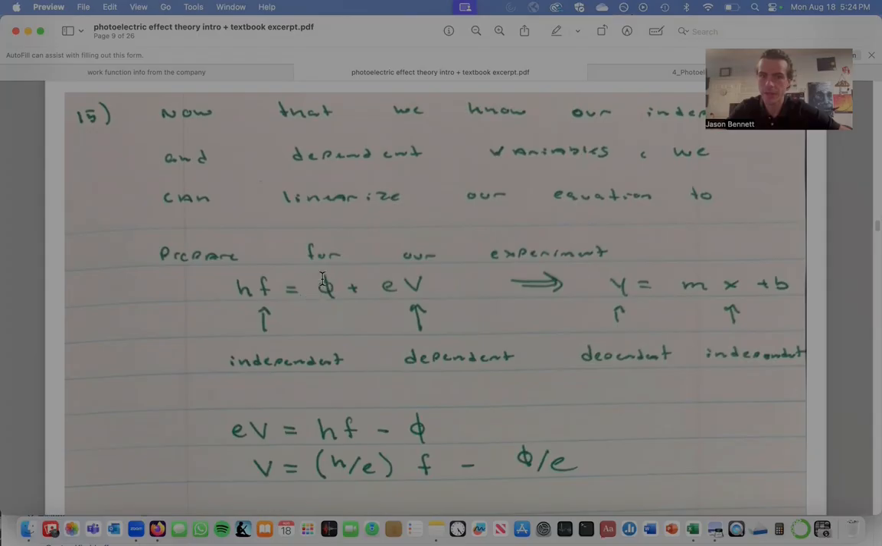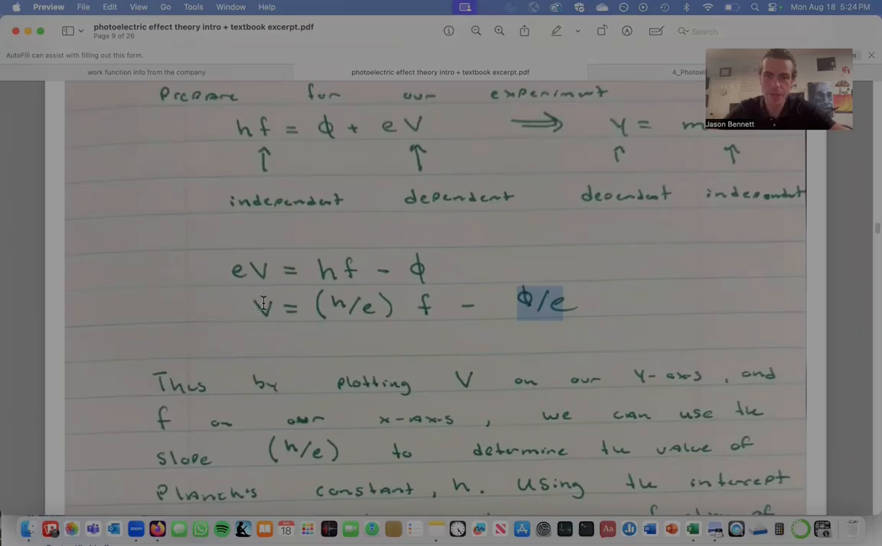Bring this HF inside, and then I've got my minus phi coming to the left-hand side. I'm just kind of reversing the order here. So cleaning things up a little bit, dividing through by the charge of the electron, I've got my dependent variable, my independent variable, my slope, and my intercept.